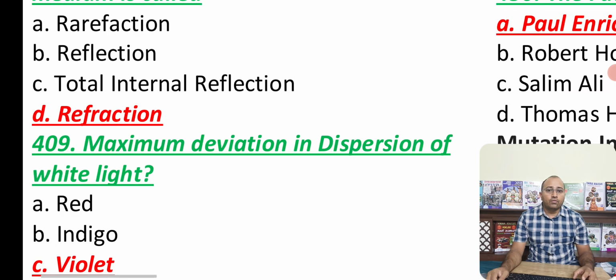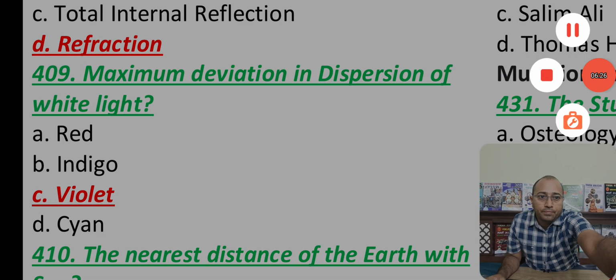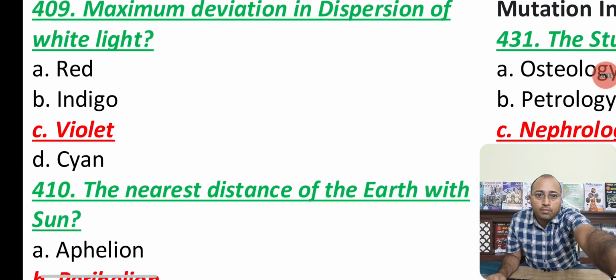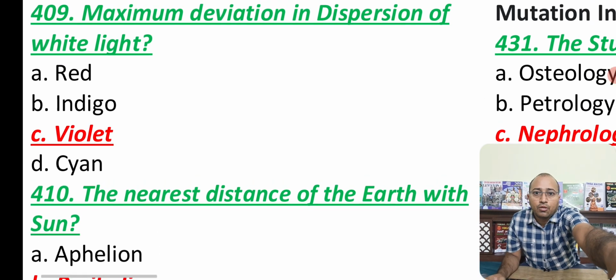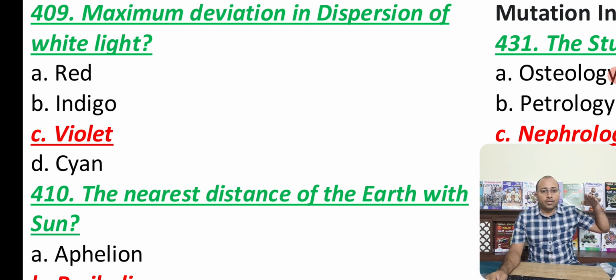Now we have something very important: the maximum deviation in dispersion of white light, you should know about it. Deviation happens whenever white light passes through a prism. We can see the white color splitting into VIBGYOR: violet, indigo, blue, green, yellow, orange, red. So these colors get dispersed.